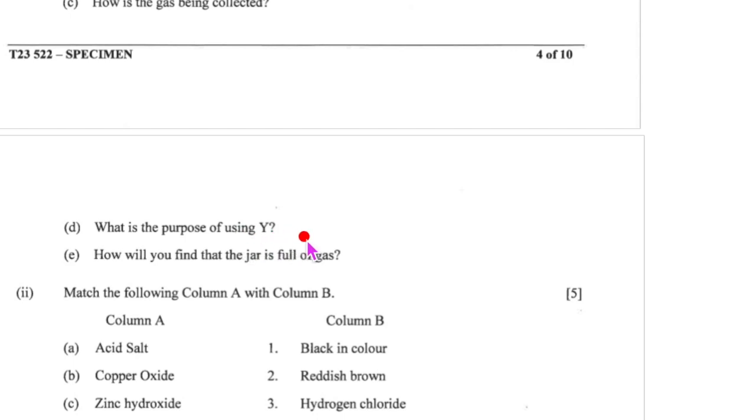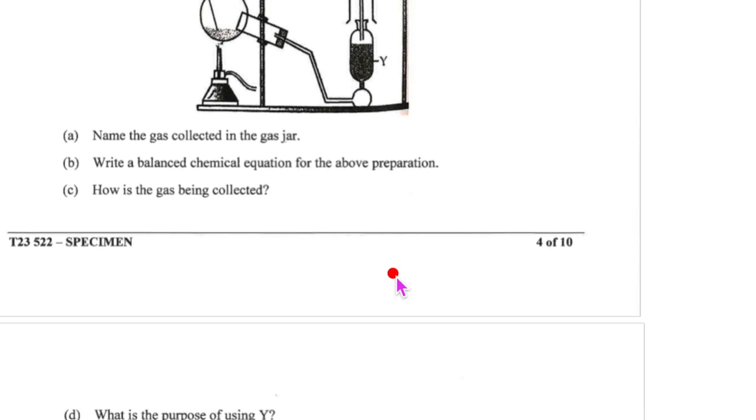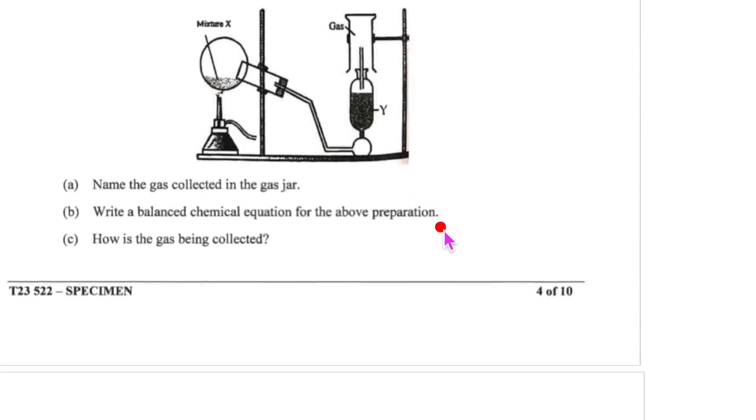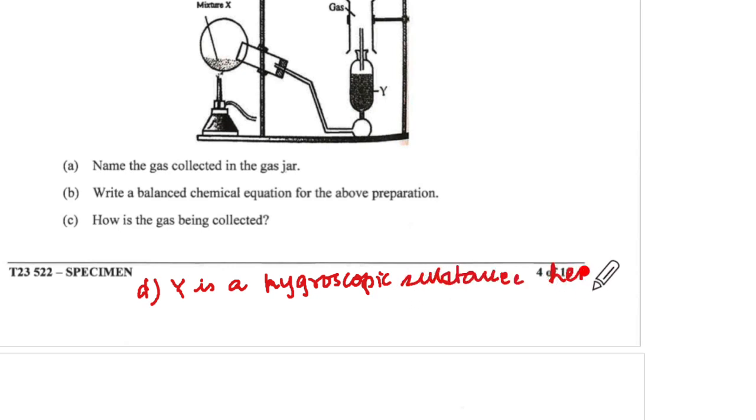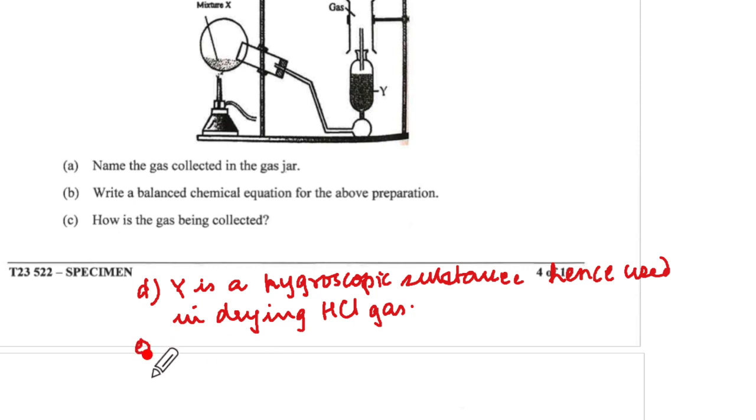What is the purpose of using Y, and how will you find the gas jar is full of gas? Now what is the purpose of Y? So our D part, we will say that Y is a hygroscopic substance, hence used in drying hydrogen chloride gas. We come to E. E is how will we know that this gas jar is full?